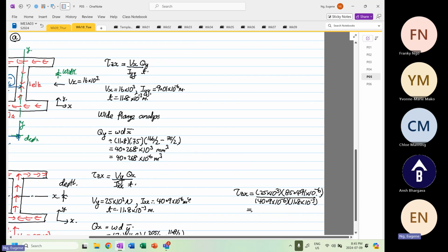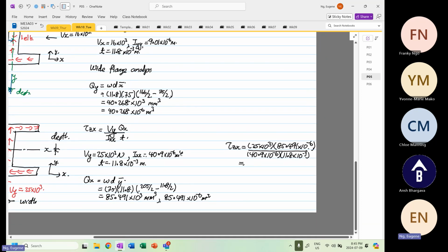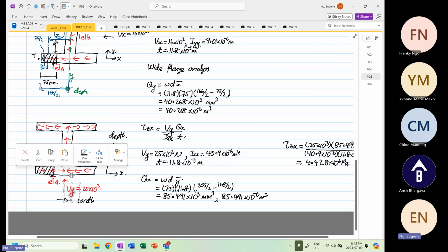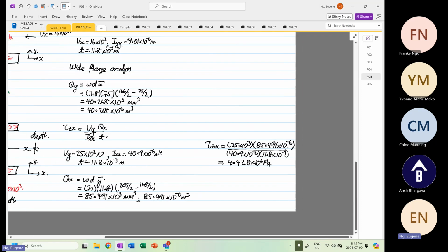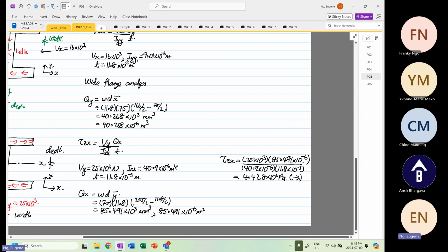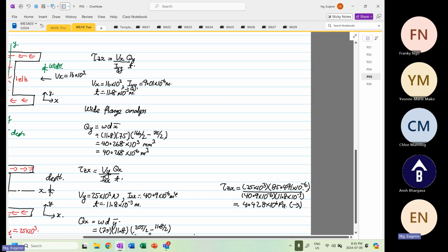It's okay. So this is equal to 4.428 times 10 to the power 6 Pascal. And if you look at the shear flow direction, it is going towards the left. Now I realized that I did not calculate this value over here.